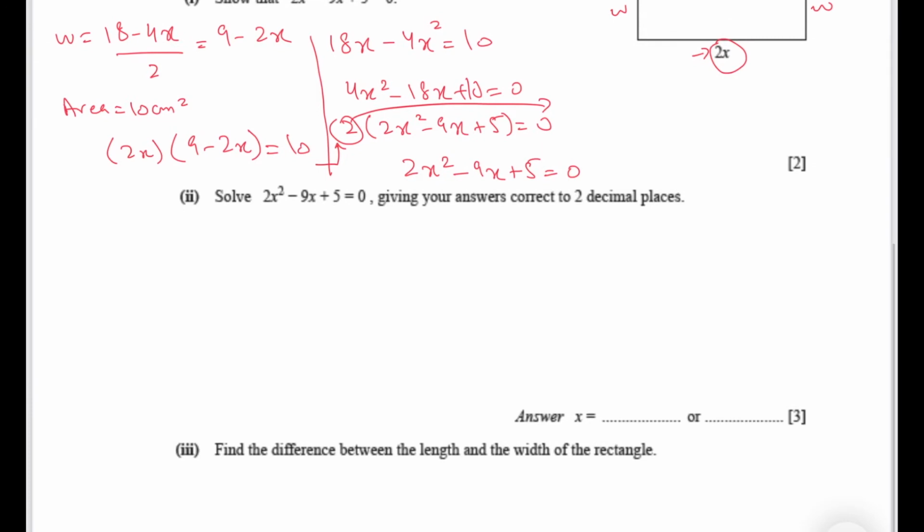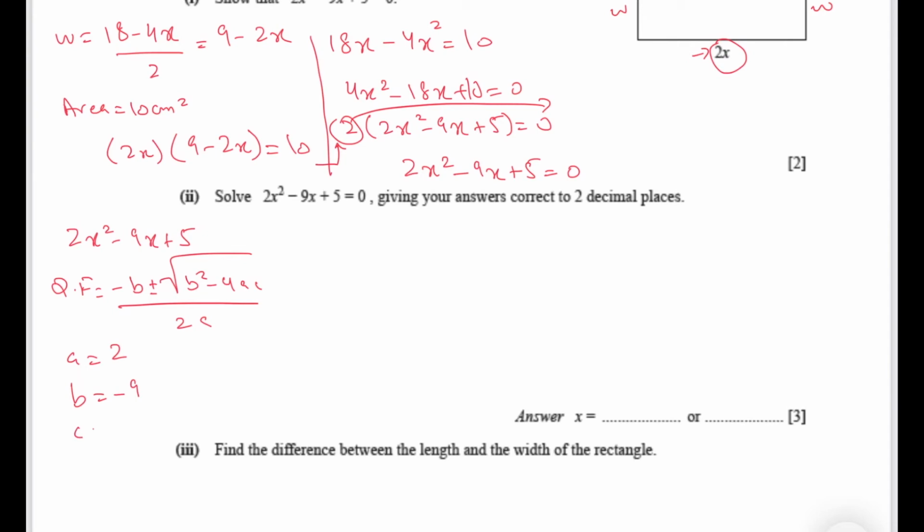The next part says solve 2x squared minus 9x plus 5 equal to 0, giving your answers correct to 2 decimal places. So you have this equation 2x squared minus 9x plus 5. If you use the quadratic formula, that would be the quickest. You have negative b plus minus under root b squared minus 4ac over 2a. A in this case is going to be 2, b in this case is going to be negative 9, and c in this case is going to be 5. Let's plug these values into the quadratic formula to find the values of x.